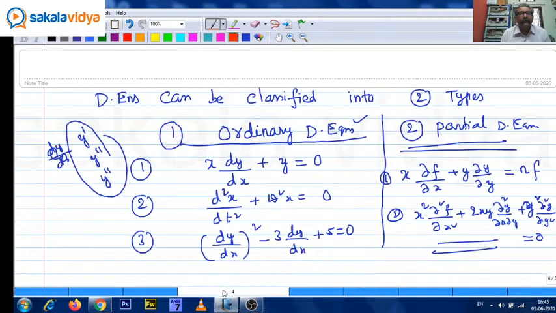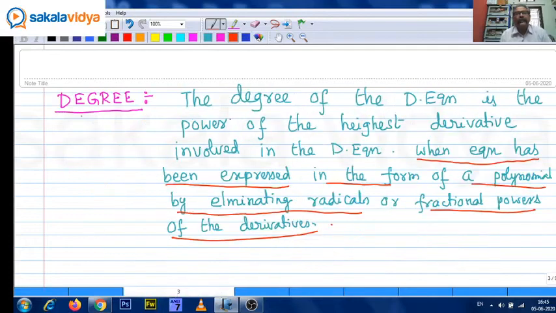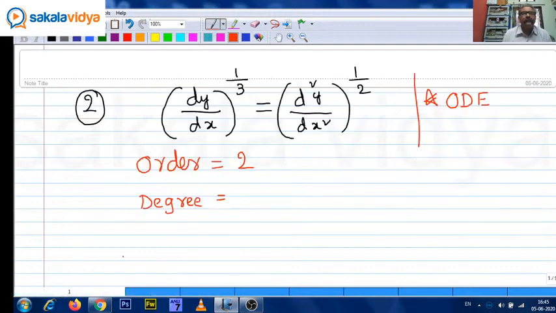See, what is the definition of the degree? The degree of the differential equation is the power of the highest derivative involved in the differential equation when the equation has been expressed in the form of a polynomial by eliminating radicals or fractional powers of the derivatives. So we should not consider fractional powers. Here we have fractional powers. That means we need to take LCM of 2 and 3. What is the LCM of 2 and 3? That is 6.